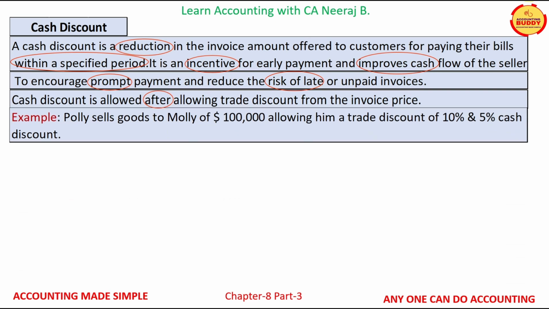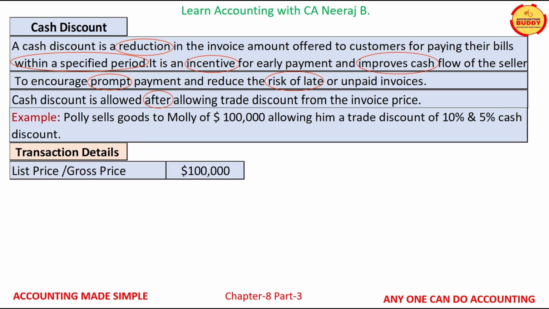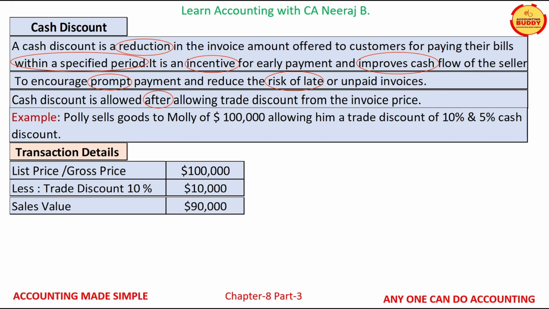Polly sells goods to Molly worth $100,000, allowing him a trade discount of 10% and a cash discount of 5%. Now, if we analyze this transaction, the list price or the gross price of the transaction is $100,000. Reduce the trade discount of 10%, which amounts to $10,000. Sales value post trade discount is $90,000. Seller has allowed a cash discount of 5% to the buyer, which amounts to $4,500. The cash discount is allowed on the sales value of $90,000.